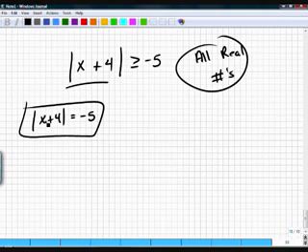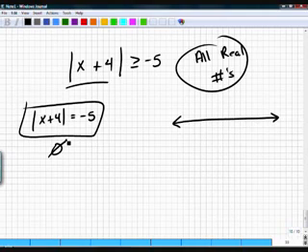If you plug in -9, you have -9 plus 4, which is -5. The absolute value of that is 5. The absolute value is never negative. Here's the thing about it. If you want to work it like this, that's fine. When you solve this, there's no solution to it.